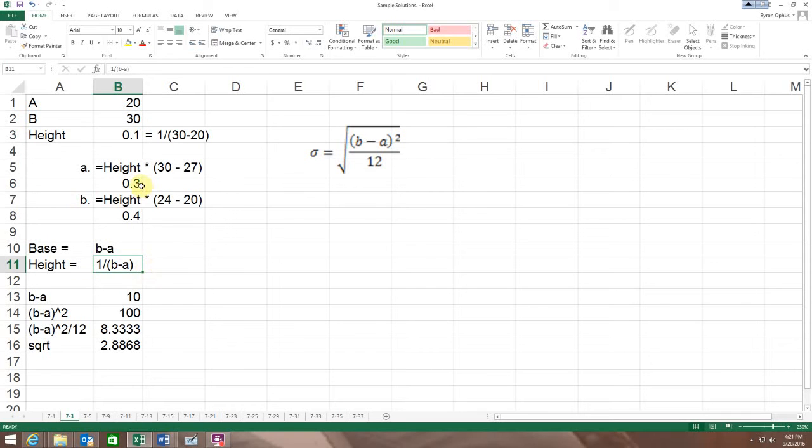So now all I have to do to calculate my area for the 27 is to say that this is equal to my height, which I've already calculated, times parentheses 30 minus 27 in parentheses. And then it's the same for here. I've got 24 minus 20, so I'm going from the midpoint there, more so. But again, it's just equal to my height times my 24 minus my 20. Get my parentheses in there, and there you go.